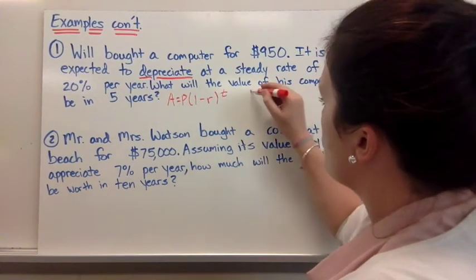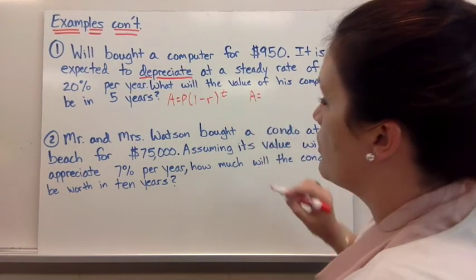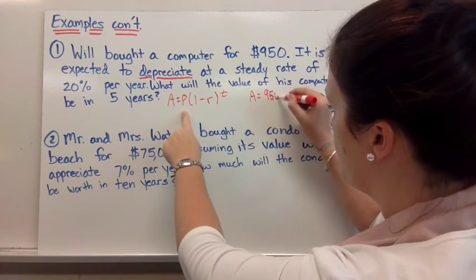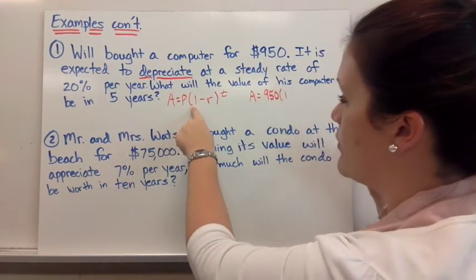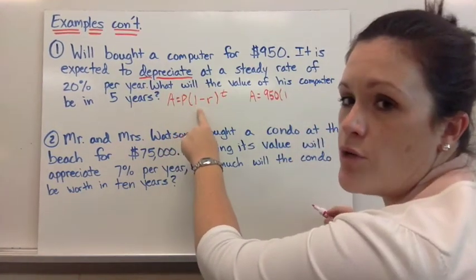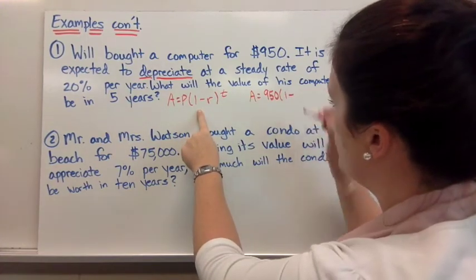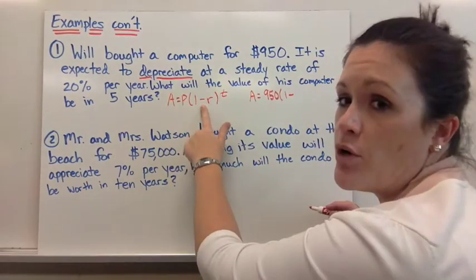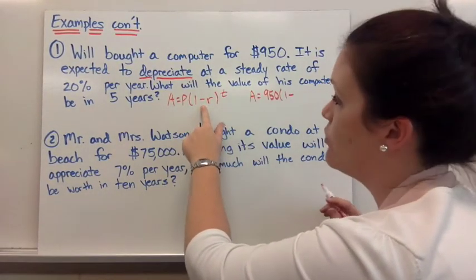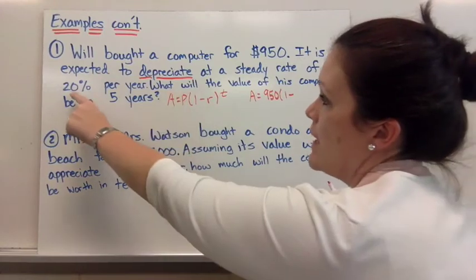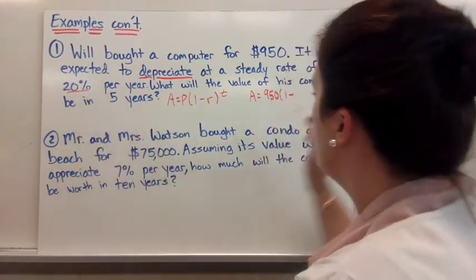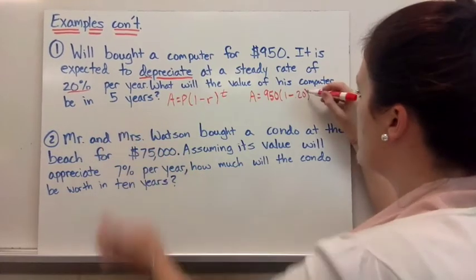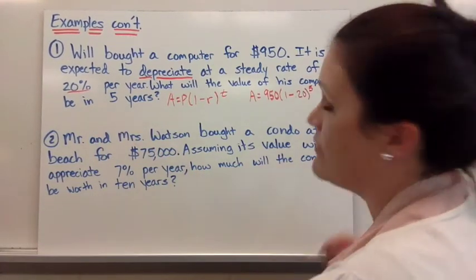So A is what we're looking for. What's it going to be worth? P is the principal amount that he spent on the computer. 1 is always part of our formula because we look at 1, is it bigger than 1 or is it less than 1? So it's going to be less than 1 because we're depreciating. It's going down in value. It'll be worth less than 100% of what he paid for it. So 1 minus the rate, which was 20%. So 1 minus 0.20, and time we put in directly as 5.